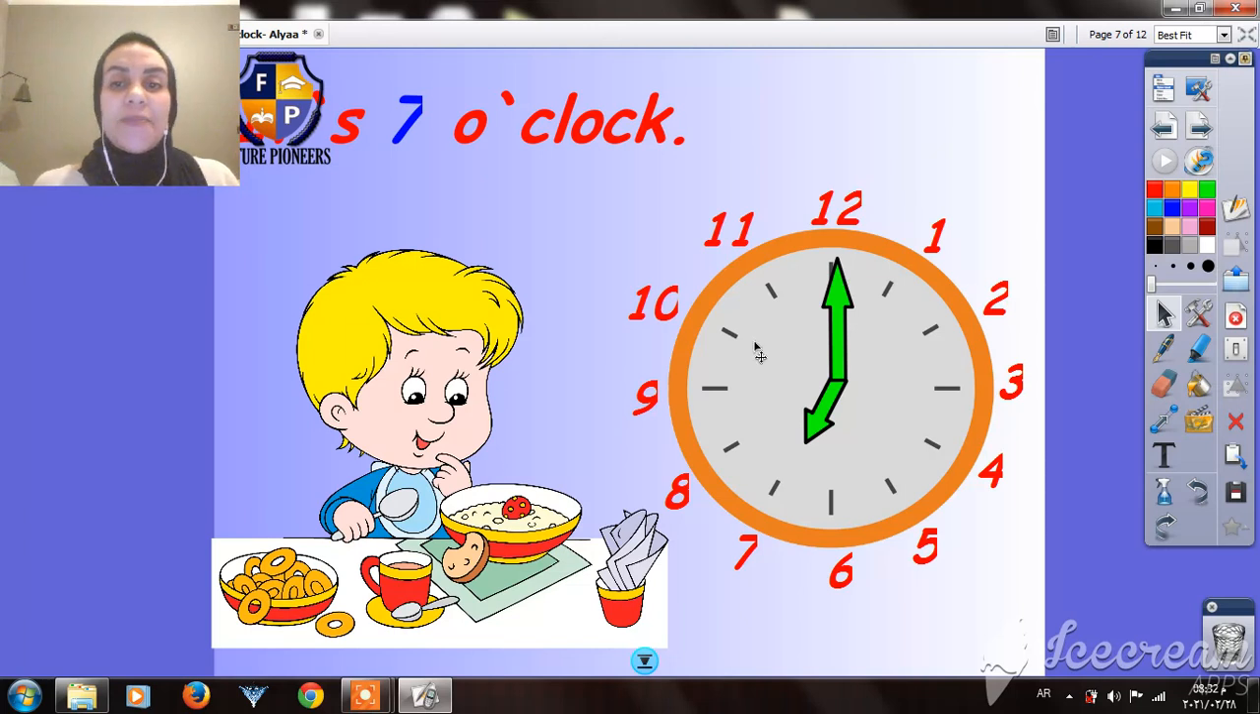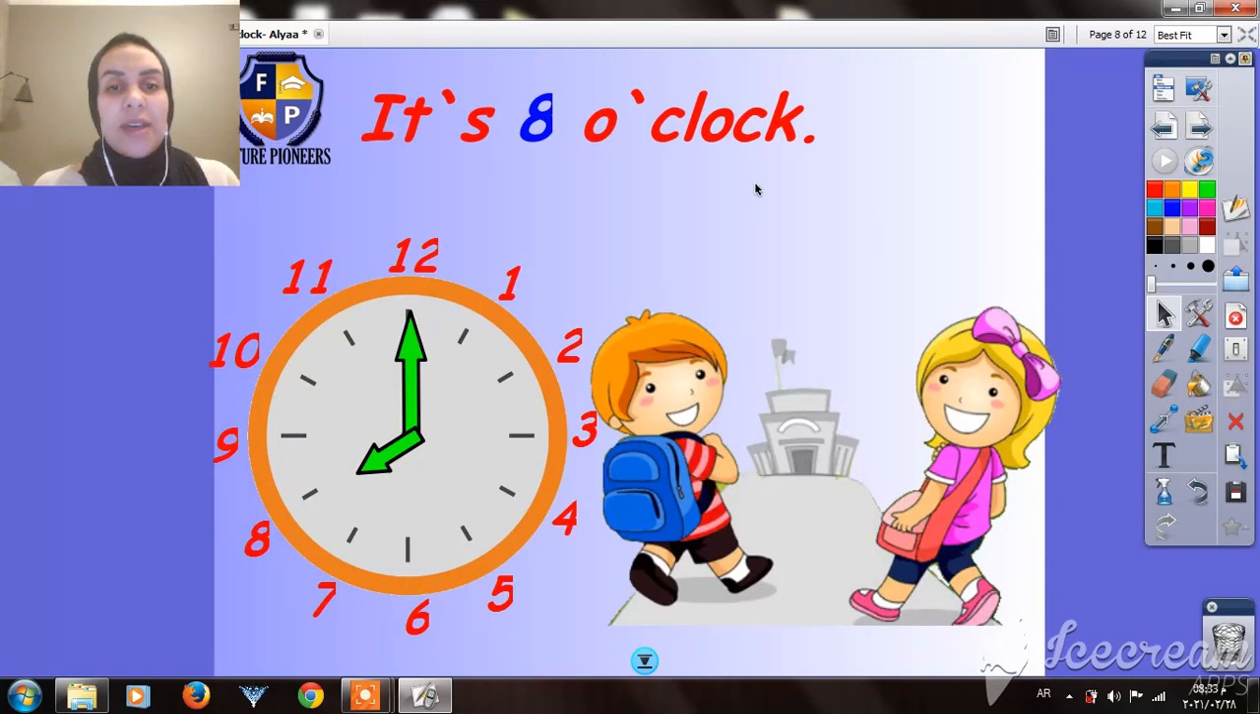Okay, here. What time is it? The short arm is pointing to number 7, so it's 7 o'clock. Time to have breakfast before going to school. Okay, here we have what time is it now? It's 8 o'clock. As you see, the short arm is pointing to number 8, so it's 8 o'clock. It's time to go to school.